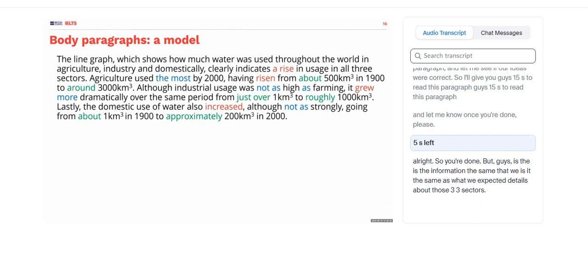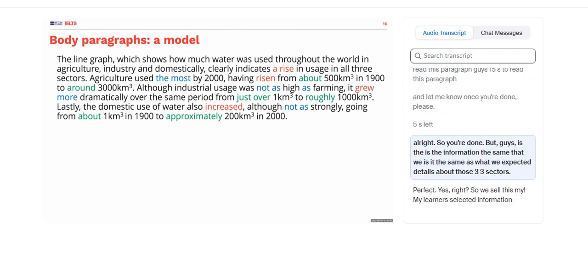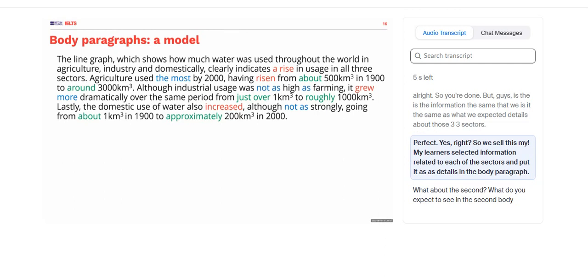Five seconds left. All right, so you're done. But guys, is the information the same as what we expected? Details about those three sectors? Perfect. Yes. Right. So my learners selected information related to each of the sectors and put it as details in the body paragraph.